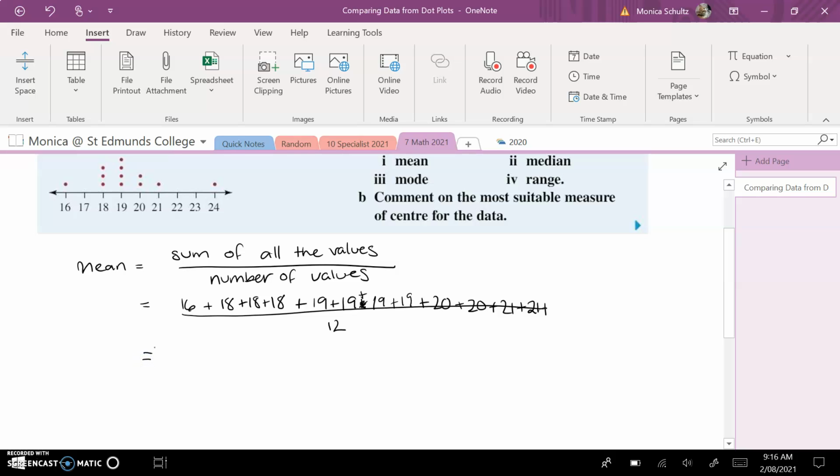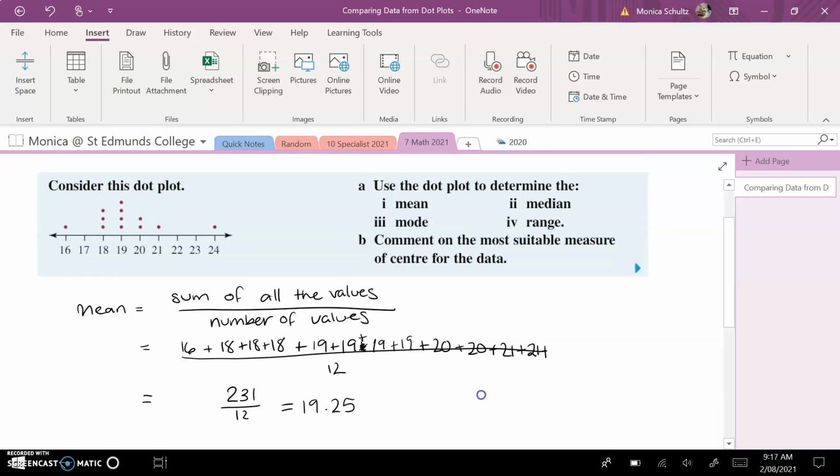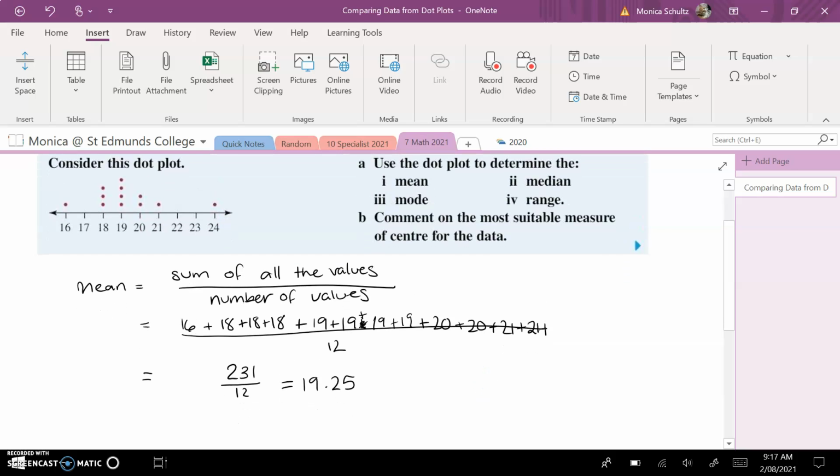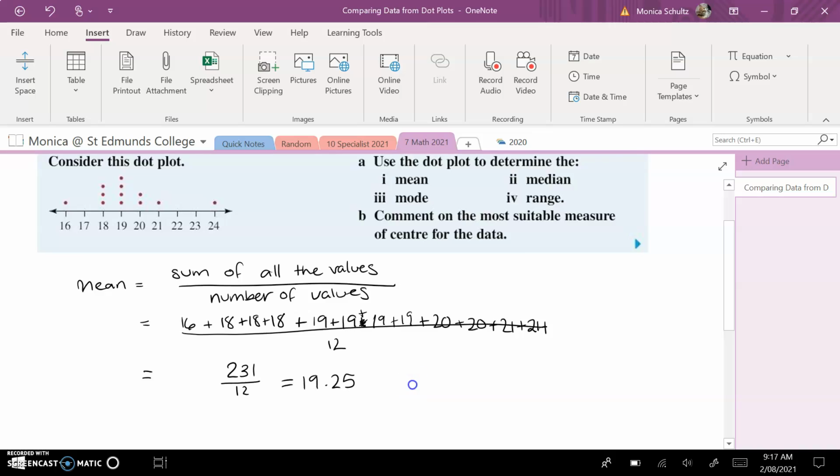So now I need to add all those values together and divide it by 12. So when I add those all up in my calculator, I get 231, and that divided by 12, sorry, I put that into my calculator wrong, that divided by 12 is equal to 19.25, which seems pretty reasonable because I do have a lot of data around the point 19.